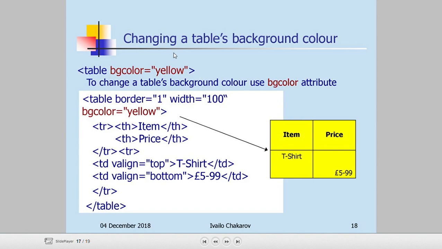Now let us consider changing a table's background color. If you want to change the background color for the whole table, we are going to make use of the bgcolor attribute. Here, as shown in the following figure, we are having a table with the background color as yellow.